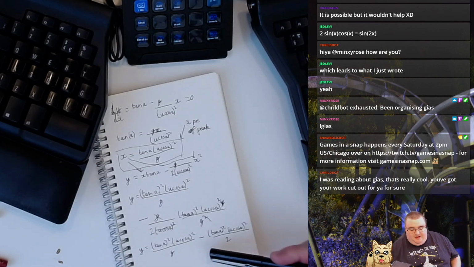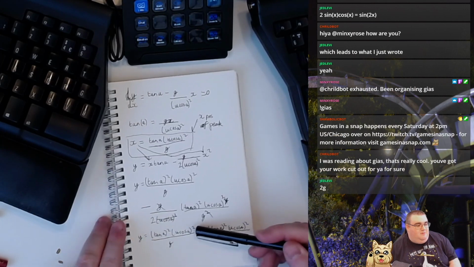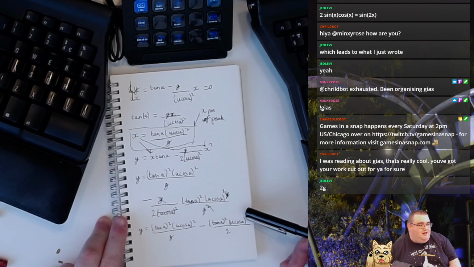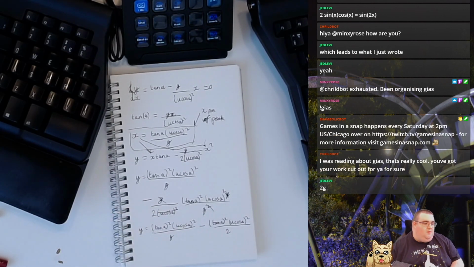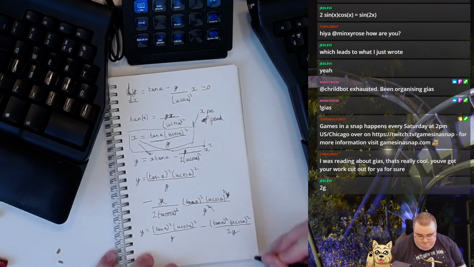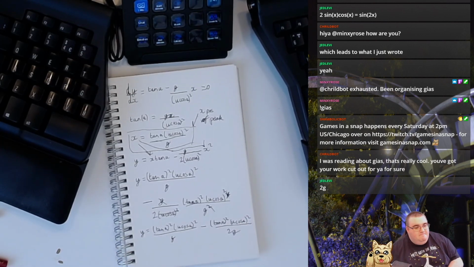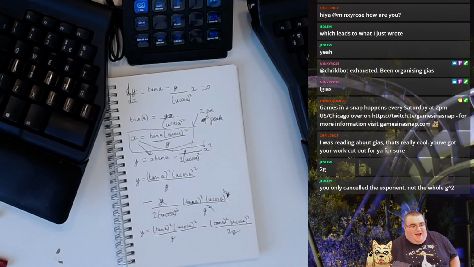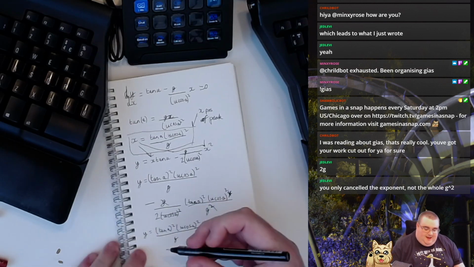So that's not too bad, because as soon as you work out that numerator, it's the same as that numerator. 2g, you are right. Well spotted. I only cancelled the exponent. That's good. Well, that's handy. That makes life really easy because I can do something a bit silly here.